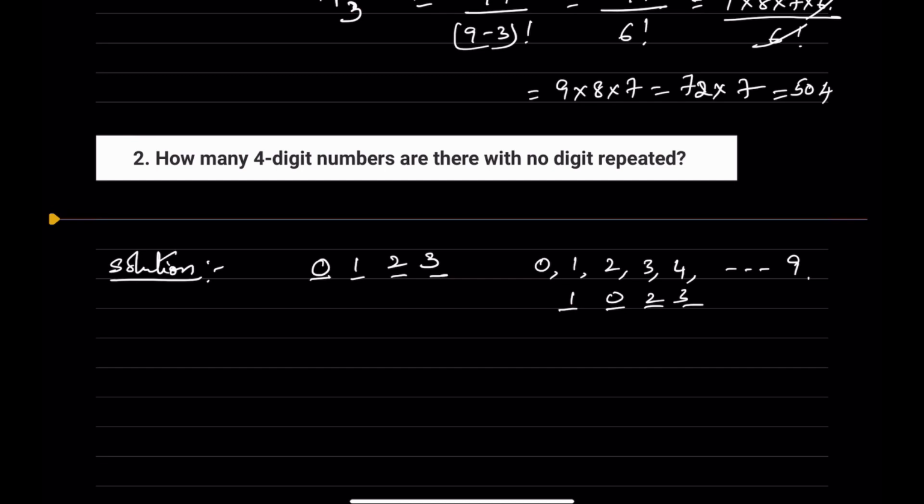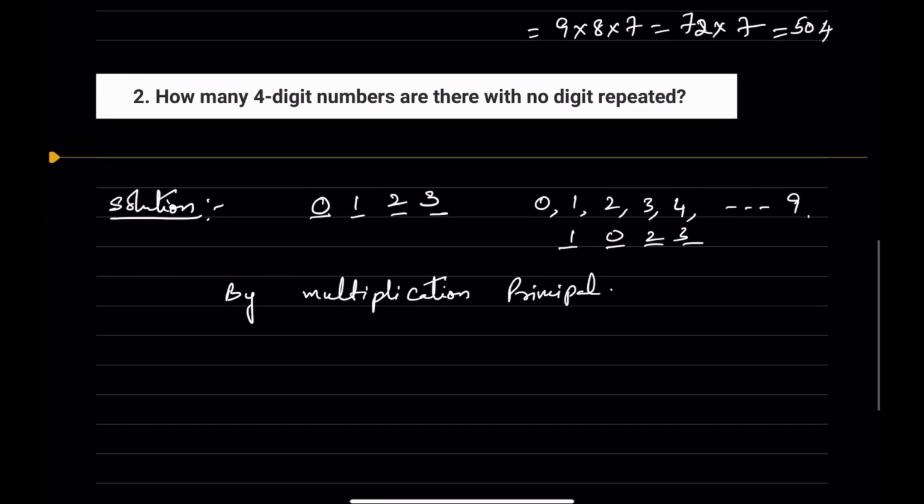So 1 to 9 should be there in the first place. Now by the multiplication principle, we know how to do this, isn't it? We did some of the 7.2 exercises also by this method. So by the multiplication principle, in the first digit you can have from 1 to 9, you cannot use 0. So it can be done in how many ways? From 1 to 9 you can choose any one for these 4-digit places, so it can be done in 9 ways.